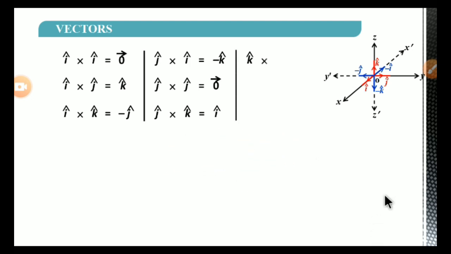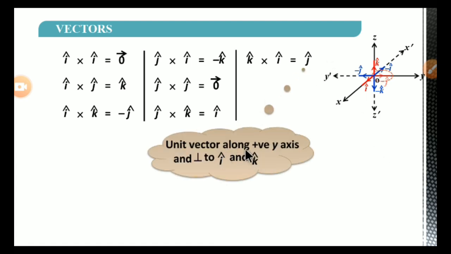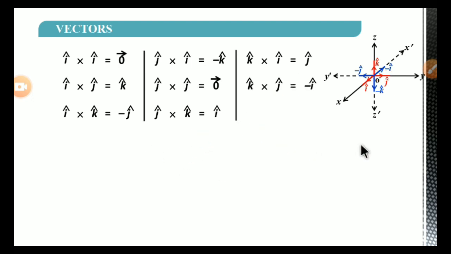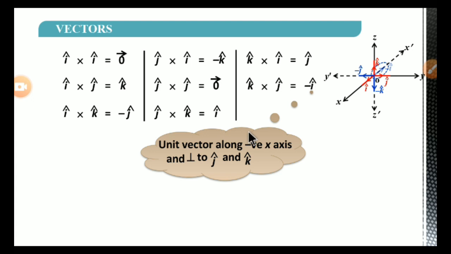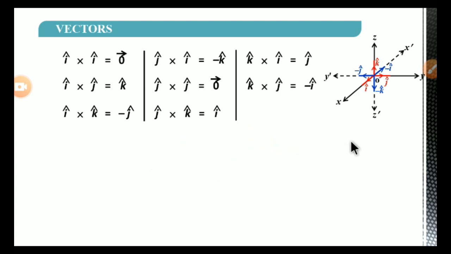Similarly, we can write down k cross I is equal to j, because j cap is the unit vector along the positive y-axis and perpendicular to both I and k vectors, and k cross j is equal to minus I cap, because this is the unit vector along the negative x-axis and perpendicular to both j and k vectors, and k cross k is equal to 0 vector, because k is parallel to itself.